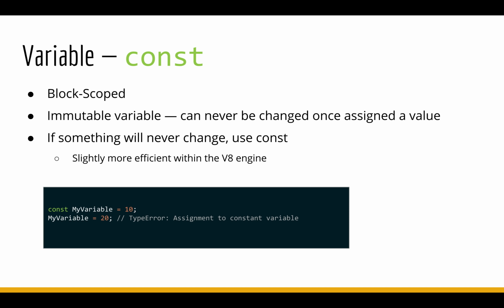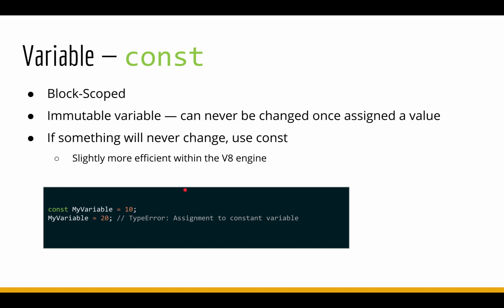And its good friend is const. Now const is actually what I would encourage you guys to use more often than not. It's basically the exact same thing as let, except it's immutable, which means after it's been assigned once, it can no longer be altered. So here we see if we were to try to say myVariable equals 20 after it was already assigned to 10, you're going to get a type error from the JavaScript engine.